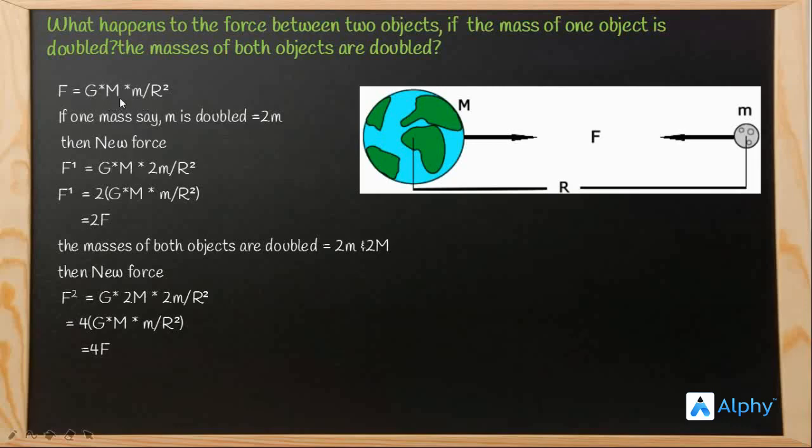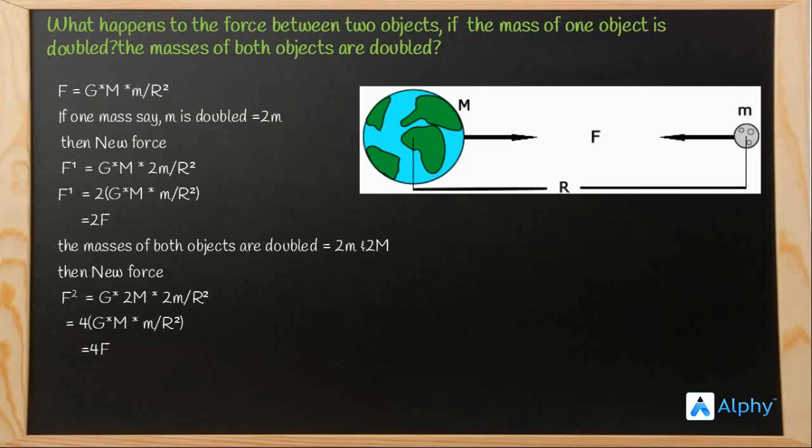So you can see that mass is directly proportional to force. So when mass increases, the force automatically increases. That is why when one of the masses is doubled, the force becomes twice the original force, and when both the masses are doubled, the new force becomes 4 times the original force.